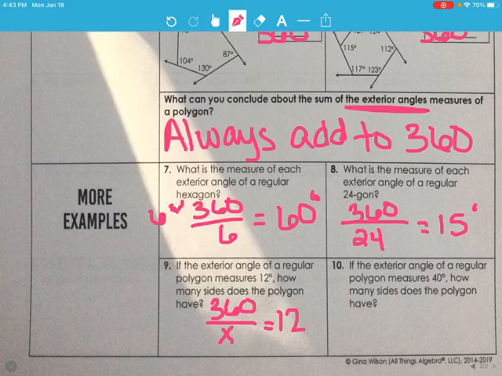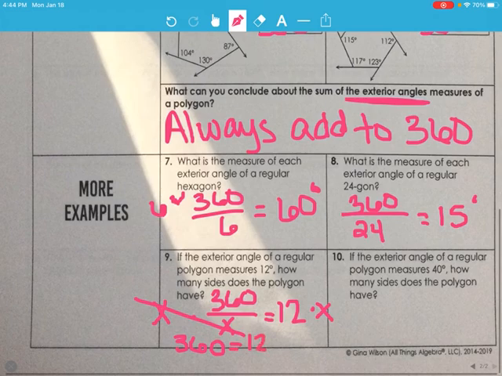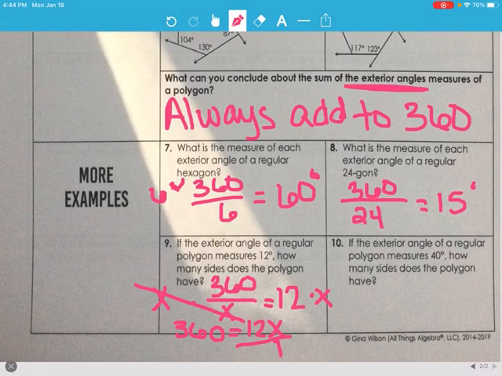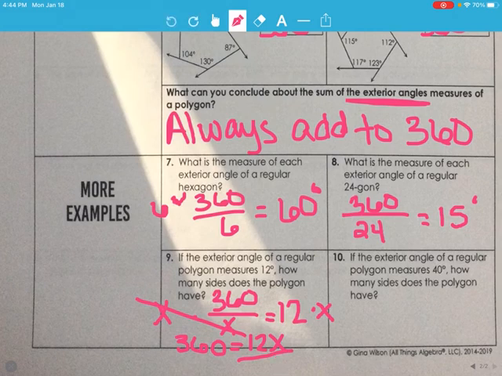So what I would do is get rid of this fraction, so multiply both sides by x. And I no longer have a fraction on this side, and I get 360 by itself is equal to 12x. To get x by itself, you would divide both sides by 12. My iPad won't let me do it, so I will divide both sides by 12. And x would be 30 in this case.